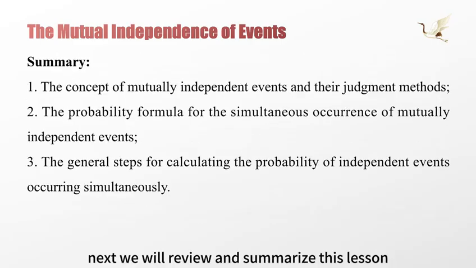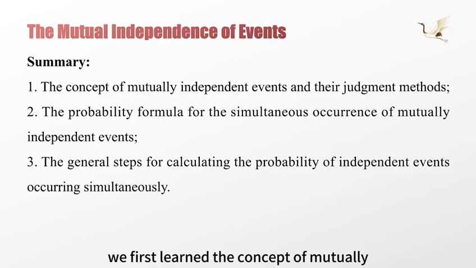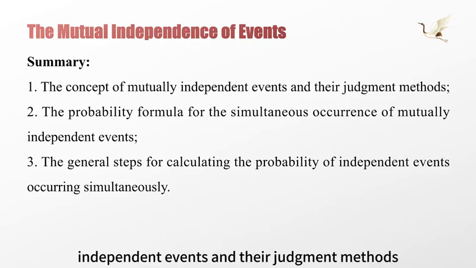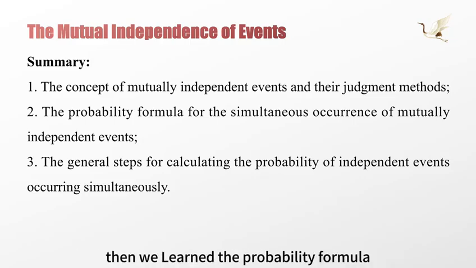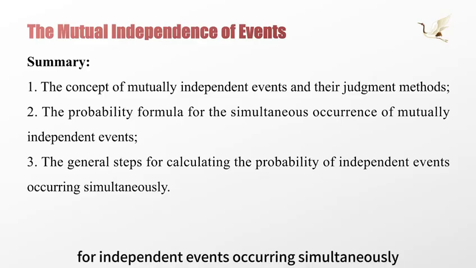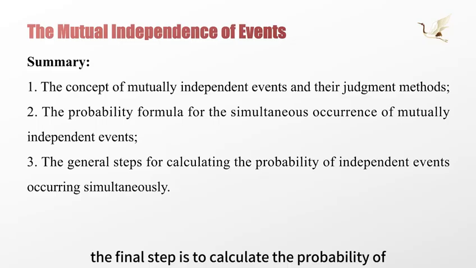Next, we will review and summarize this lesson. We first learned the concept of mutually independent events and their judgment methods. Then, we learned the probability formula for independent events occurring simultaneously. The final step is to calculate the probability of independent events occurring simultaneously.